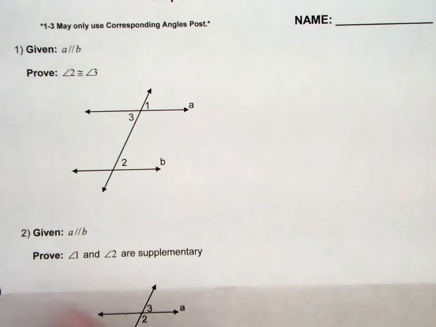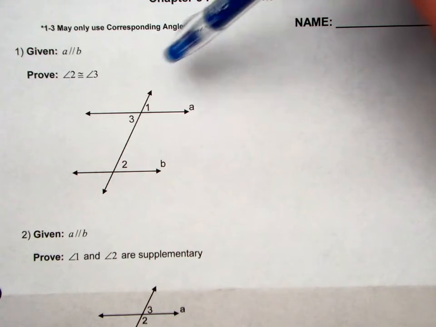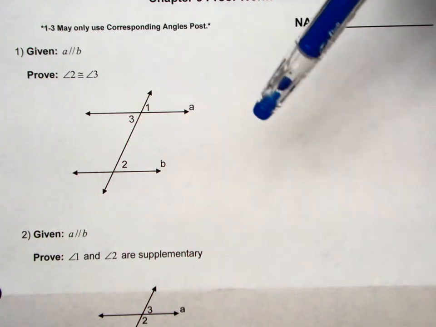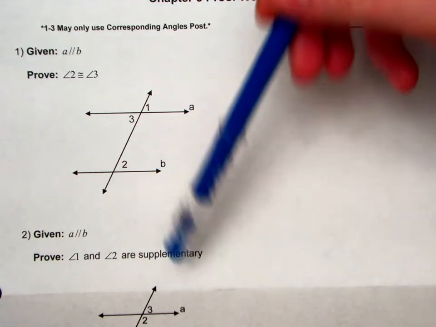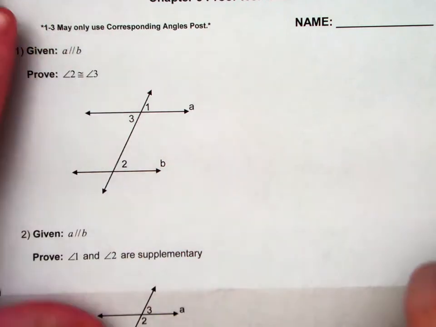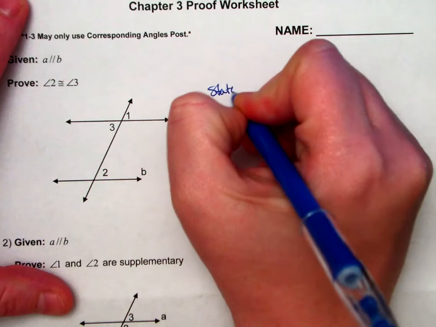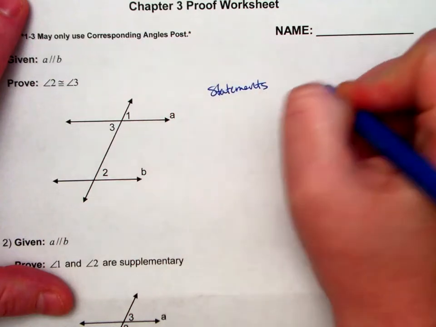Alright, so corresponding angles postulate can only be used on 1 through 3, which means we're going to use everything else in our memory to prove this, because we're going to prove out our 3 theorems: alternate interior angles theorem, alternate exterior angles theorem, and consecutive interior angles theorem. So, statements, reasons. We have statements. We have reasons.